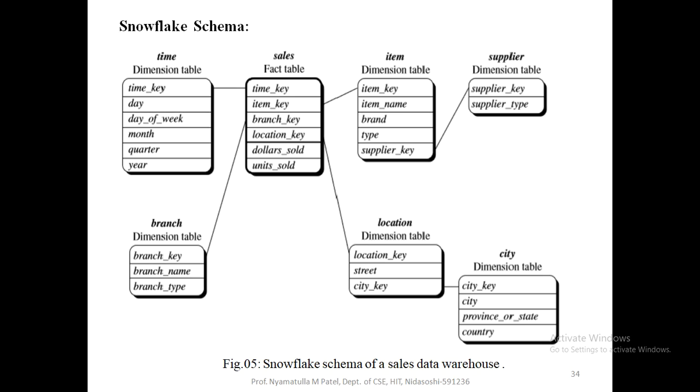The single dimension table for item in the star schema is normalized in the snowflake schema, resulting in a new item and supplier table. So the item table is now normalized into two parts. In item, we have item key, item name, brand, type and supplier key. One more thing is added, the supplier key, because in the dimension table for item we are not only taking the item into account, we are also considering the supplier and the type of supplier.